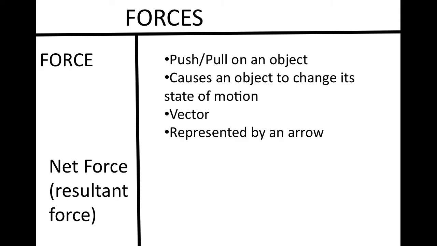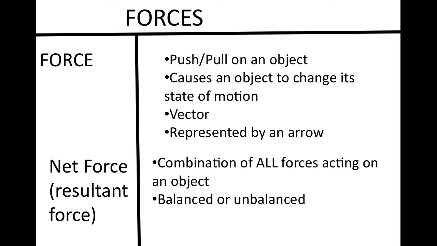And let's begin. Forces. They are a push or pull on any object. It causes that object to change its state of motion or lack of motion. It is a vector that is represented by an arrow. And I think we might have talked about this before, but a net force is just a resultant force, and it is a combination of all forces acting on an object. It is balanced or unbalanced.